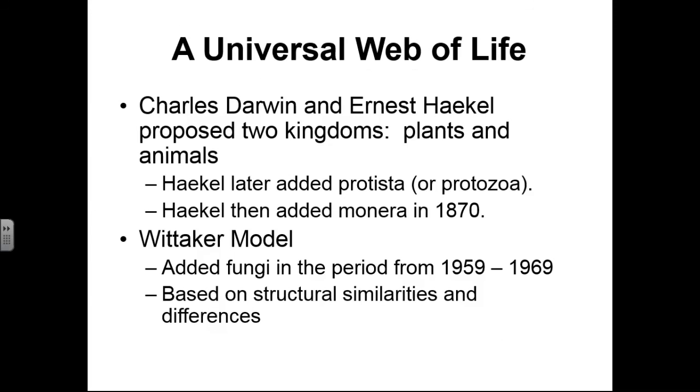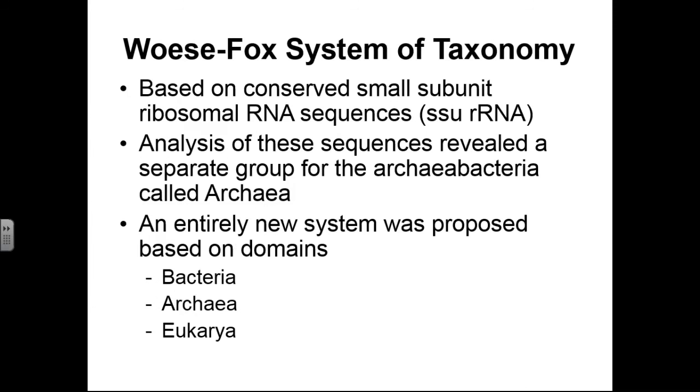When categorizing our organisms, we've gone through multiple schemes. Earlier on, Charles Darwin and Ernst Haeckel proposed that there are just two kingdoms, plants and animals. Later on, Haeckel added Protista, and then he had Monera. Then, according to the Whittaker model, fungi were separated from plants and added as a separate kingdom. These categories were based on structural differences and similarities. Now we use a different system. We use the Woese-Fox system.